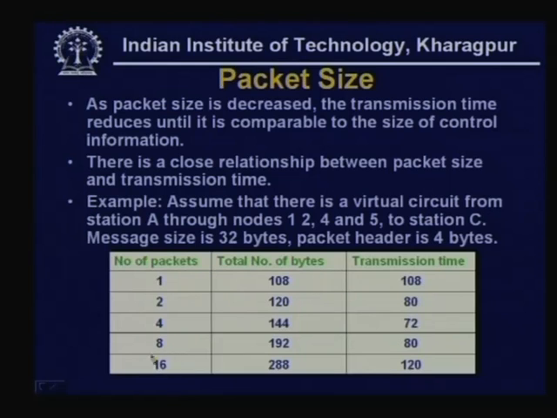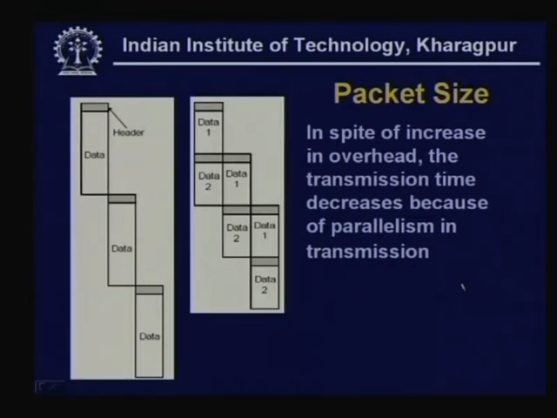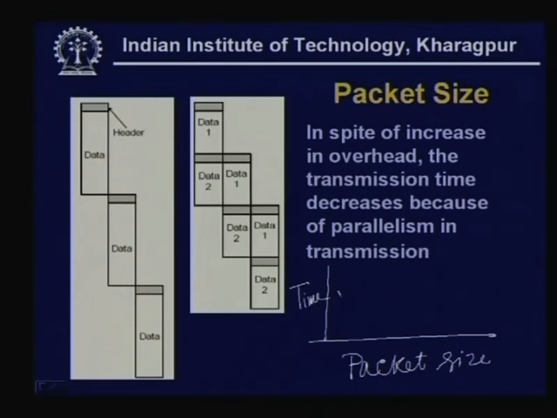And if it is divided into 16 packets, the total number of bytes to be transmitted is 288 and the transmission time is 120. So, what does it indicate? It indicates that if you plot a curve, say, with packet size here and the transmission time here, as the packet size is increased, for smaller packets it takes longer time, and for longer packets it also takes longer time. So, there is an optimum packet size.